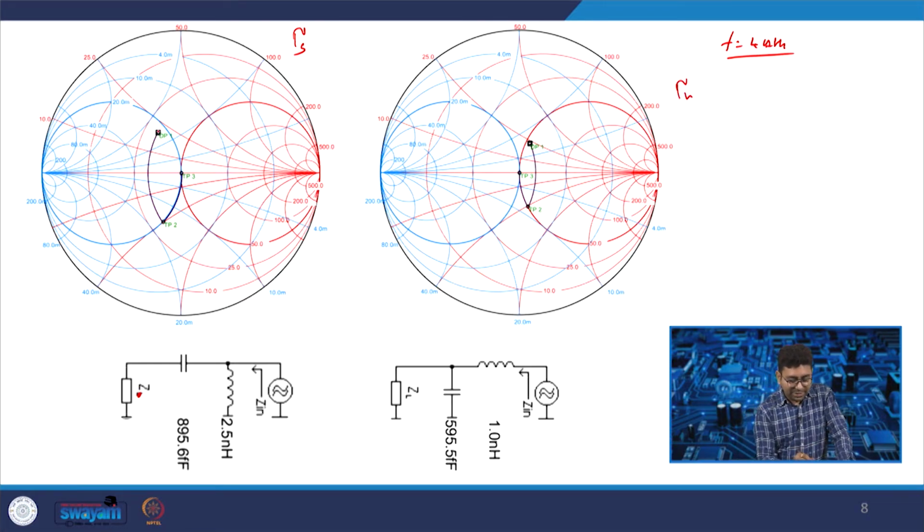Your gamma S is lying at this point. This is the gamma S value and then there is gamma L. This is at the input side and this is at the output.